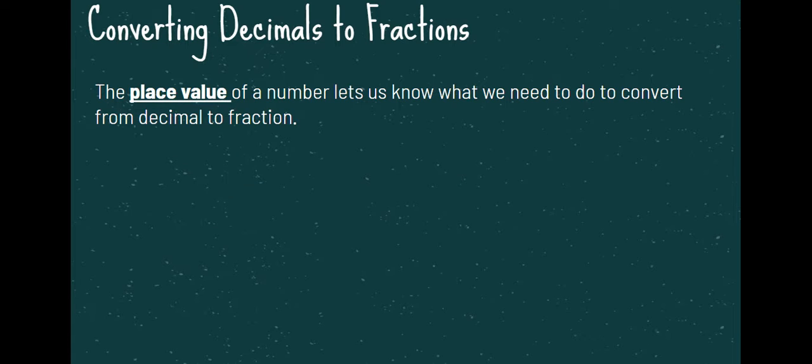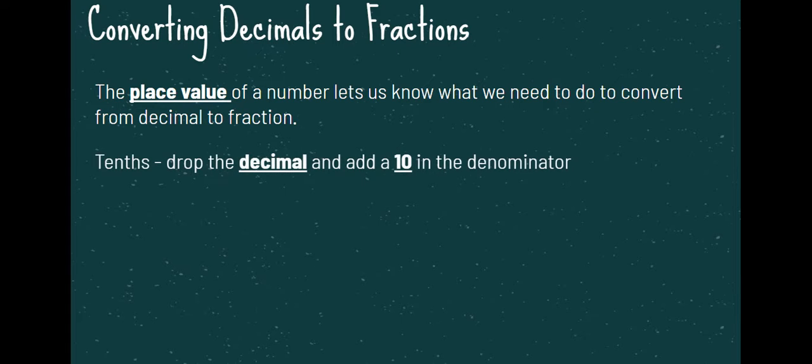Now, using that place value, we can figure out what we've got to do to convert from decimal to fraction. If the number you are working with is just tenths, you're going to drop your decimal, drop your 0, add a fraction bar, and put 10 in the denominator. As an example, if we had 3 tenths, I'm going to drop my decimal, drop my 0, add a fraction bar and put 10. And that's still 3 tenths, it's just written in a different form.